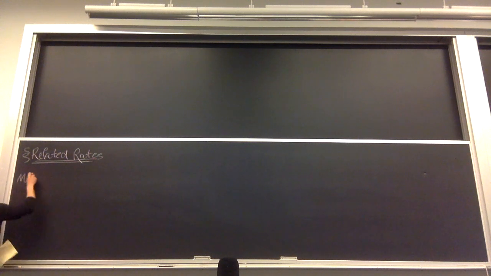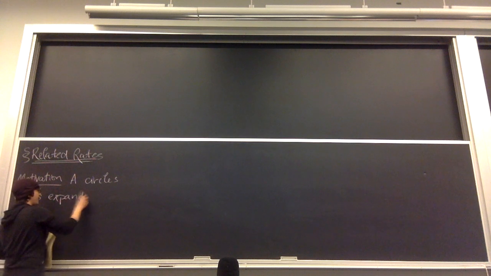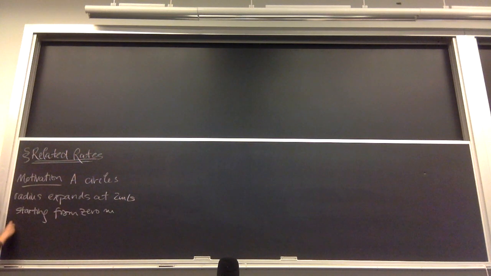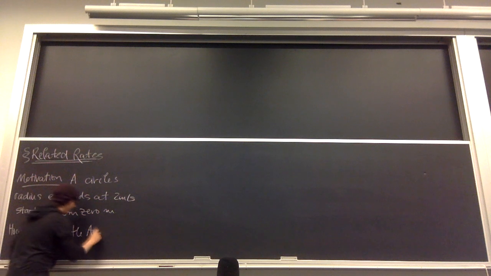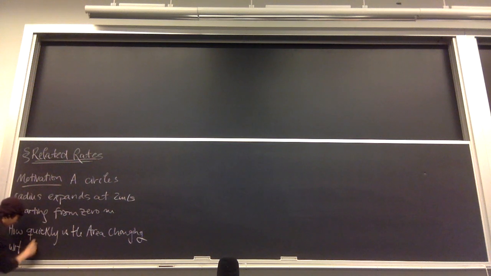Okay, so here's our motivation. A circle's radius expands at 2 meters per second, starting from 0 meters. Imagine a circle starting from a point and getting bigger and bigger, just growing. How quickly is the area changing with respect to time?